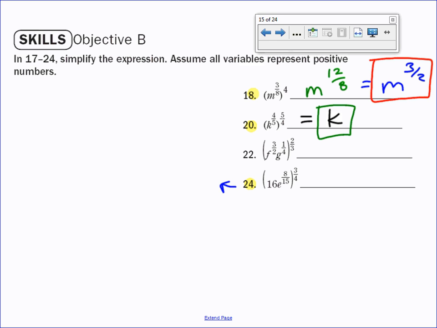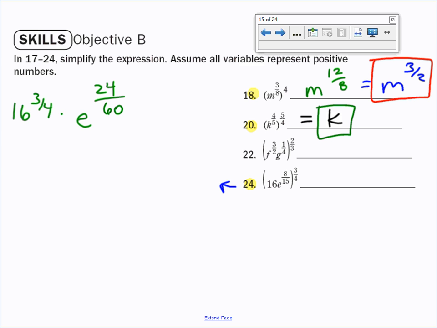In order to evaluate this product raised to an exponent, I'm going to apply that outside exponent to both factors in my product. So 16 gets raised to the 3/4, and e to the 8/15 gets raised to the 3/4. To do that, I'll multiply exponents. 8 times 3 is 24 over 15 times 4 is 60.